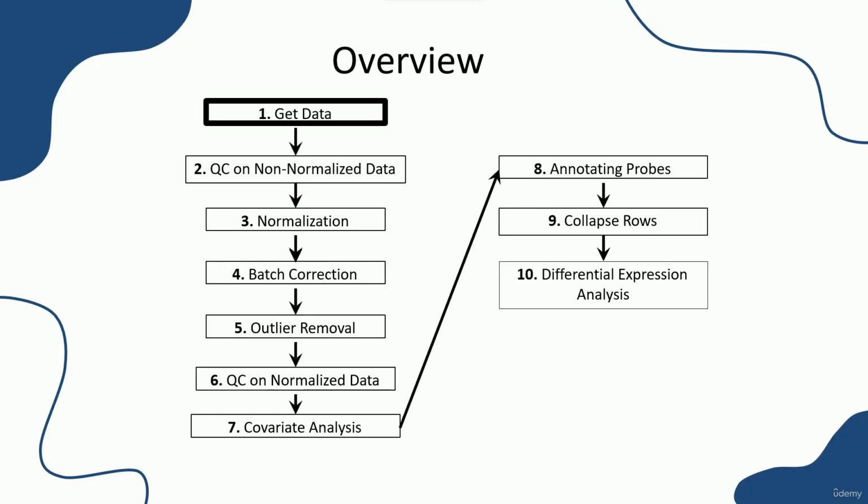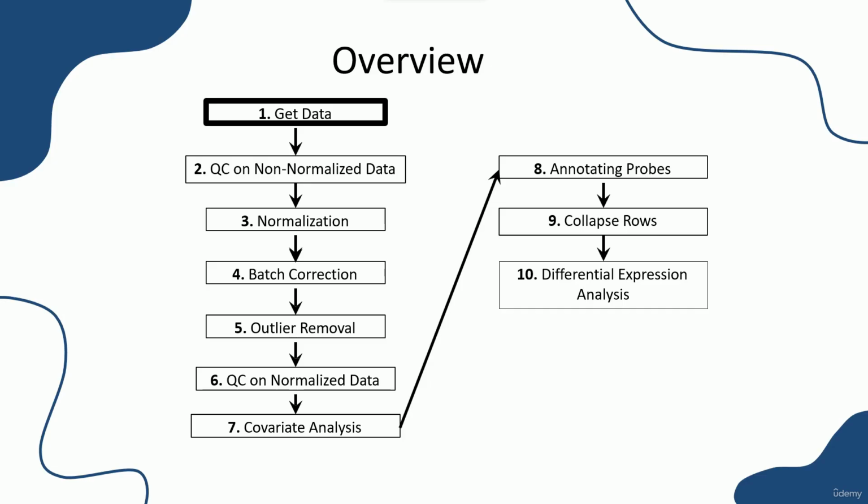So what are we going to do? Overviewing our whole plan: first of all, we are going to get the data. After that, we are going to apply the QC on non-normalized data. What is the QC? QC means quality control. We are going to check the quality of our non-normalized data. After that, we are going to do the normalization. So after checking the non-normalized data, we are going to normalize the data.